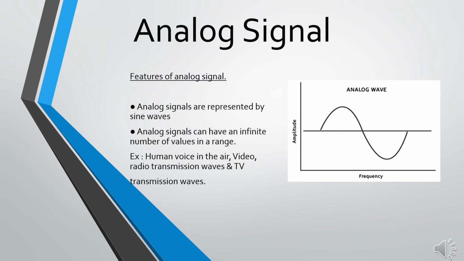An analog signal is any continuous signal for which the time varying feature of the signal is a representation of some other time varying quantity. This signal can have an infinite number of values in a range. For example, human voice in the air, video, radio transmission waves, and TV transmission waves.